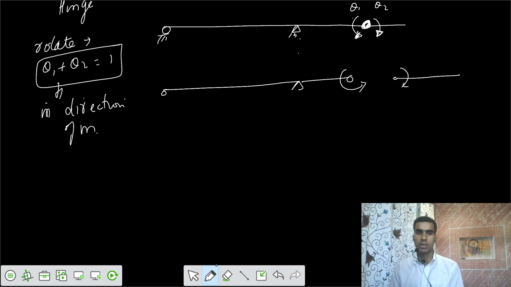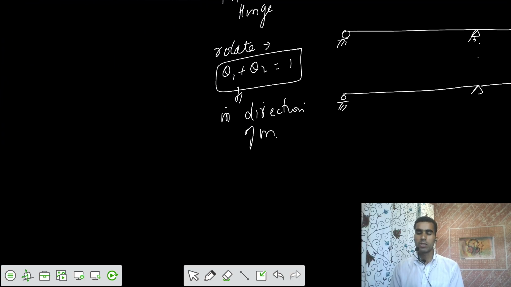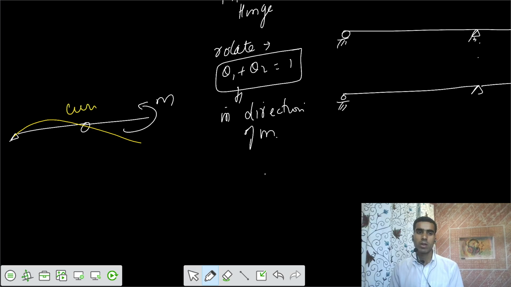Now what's going to happen? For the first case, let's assume that there is some moment, and you are applying a moment of M in this way. We know that there is development of curvature. Development of curvature is possible, isn't it? Let's say some sort of curvature gets developed in this fashion. Since there is curvature developed, the ILD for this part would be 0.